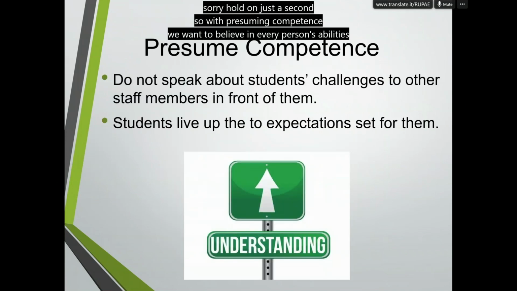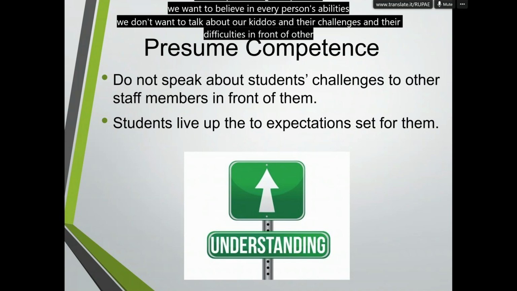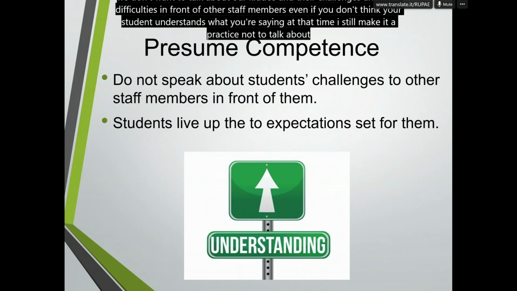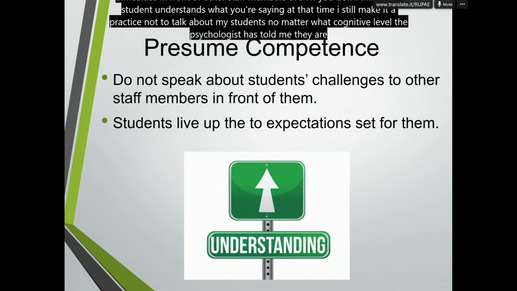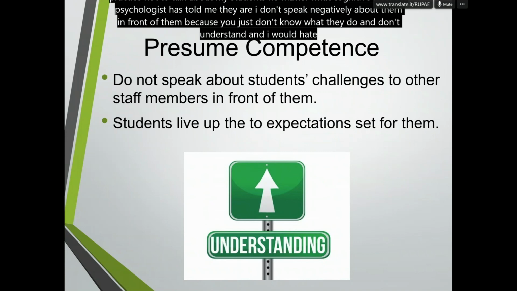We don't want to talk about our kiddos and their challenges and their difficulties in front of other staff members. Even if you don't think your student understands what you're saying at that time, I still make it a practice not to talk about my students, no matter what cognitive level the psychologist has told me they are. I don't speak negatively about them in front of them because you just don't know what they do and don't understand. And I would hate for me to say something that would then have them set their bar there when they could be setting it higher.